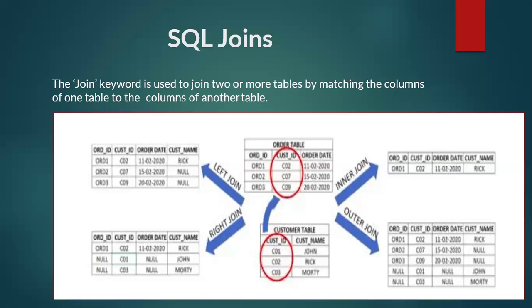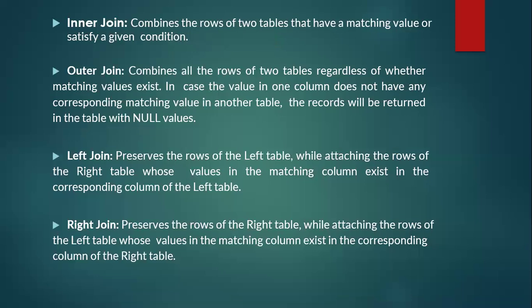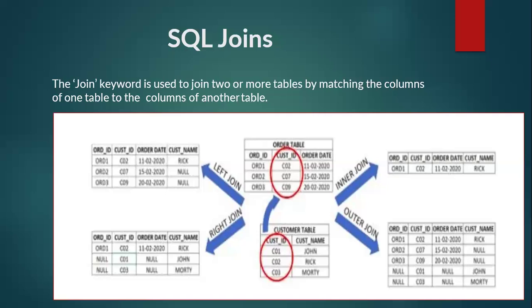Okay, let's see this example to understand the inner join. First of all, let's read the definition. Inner join combines the rows of two tables that have a matching value or satisfy a given condition. Now, what does it mean? Let's suppose we have two tables. So inner join will only return the matching record from both the tables.